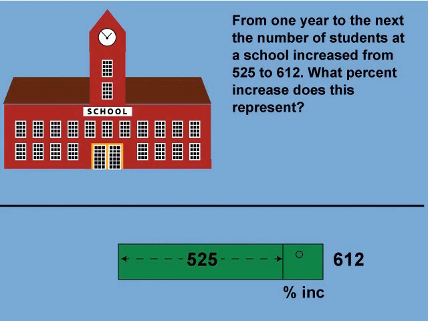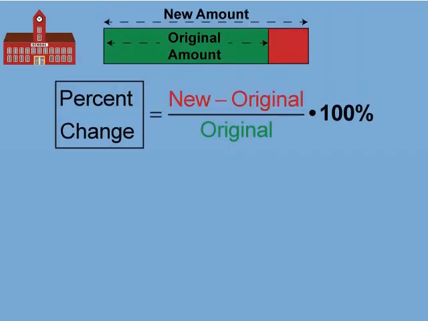How do we calculate it? Here is the formula for calculating percent change. The graphic and formula show that we are finding the fractional amount the red area represents. That fraction is then multiplied by 100%.